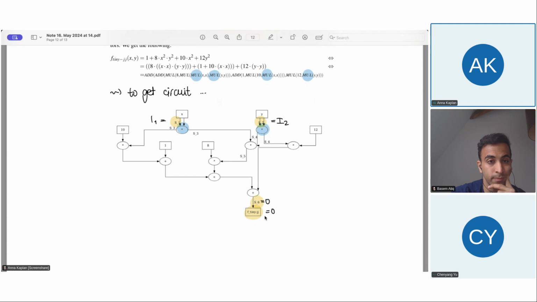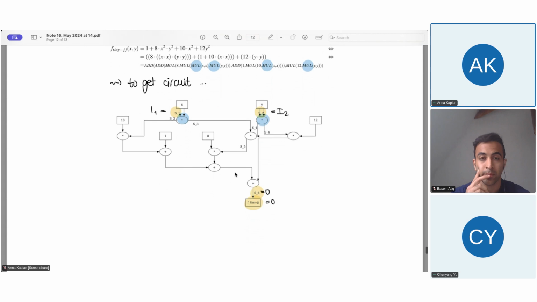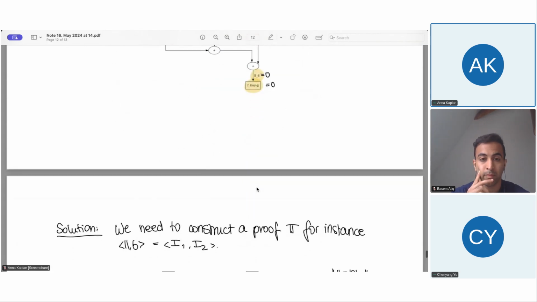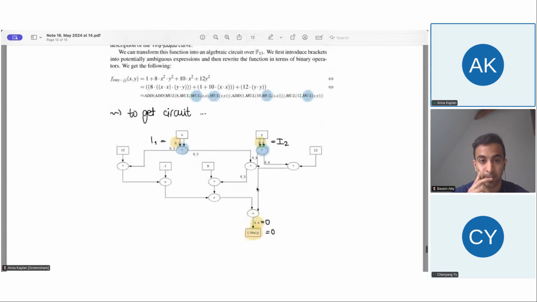And the last outgoing edge, actually, we need to constrain it to 0 because we want the point to be on the curve, right? So in the book, Mirko wrote it as a function to make it a little bit more intuitive, but this is actually supposed to be constrained to 0. Okay, so now we want to actually write a proof for this.